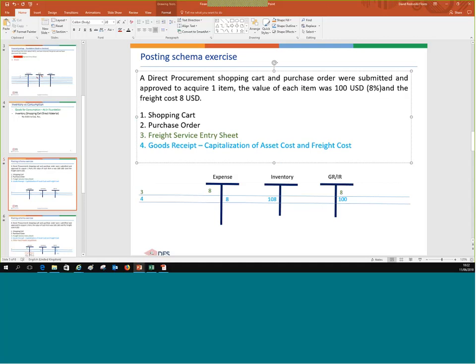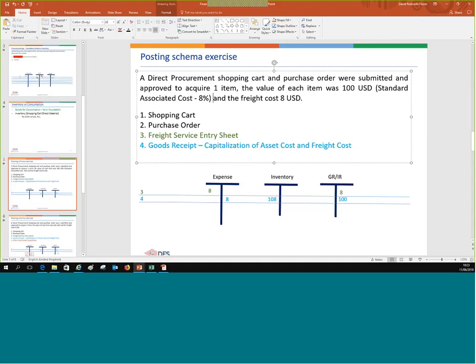Why? We are sending 8% to the inventory account because we are adding what is called the standard associated cost. So for inventory items it will be 8%. Then for fixed assets, it will be 20%. And this is something we will discuss maybe tomorrow or the day after.